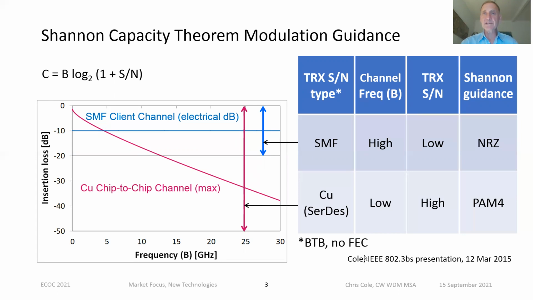So now what the guidance tells us is that for the high bandwidth, low signal-to-noise application, which is the optics, we should use the lowest modulation order and just take advantage of the high bandwidth, so NRZ. And for the SerDes channel with low bandwidth but high signal-to-noise ratio, we can take advantage of that signal-to-noise to increase the modulation order. And this is from a presentation I gave in 2015 at the tail end of the IEEE optical modulation debate.